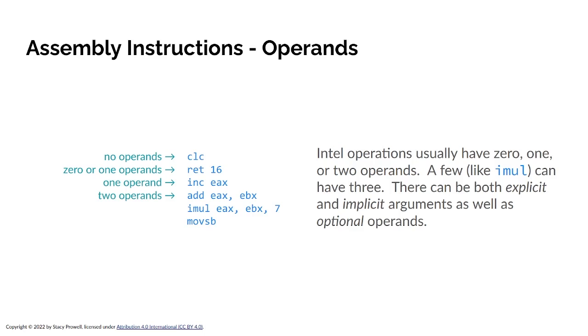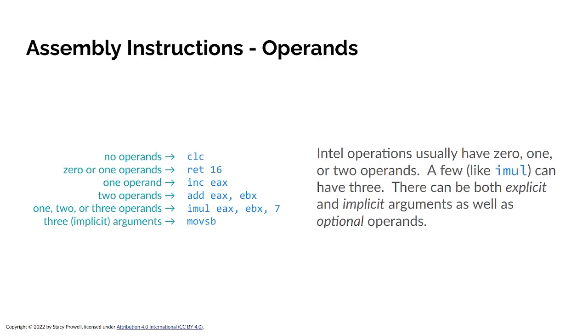Add takes 2. So in this case, I would take the 32-bit contents of EAX and EBX, I'd add those together, and I would store the result in EAX, right? So this is like EAX plus equal EBX. IMUL can have 1, 2, or 3 operands. In this case, it has 3. Here it says, take EBX, multiply it by 7, and store the result in EAX. And that's great. But as we'll see later on, we could do it with a single operand or with 2 operands, and it would have different meanings depending on that.